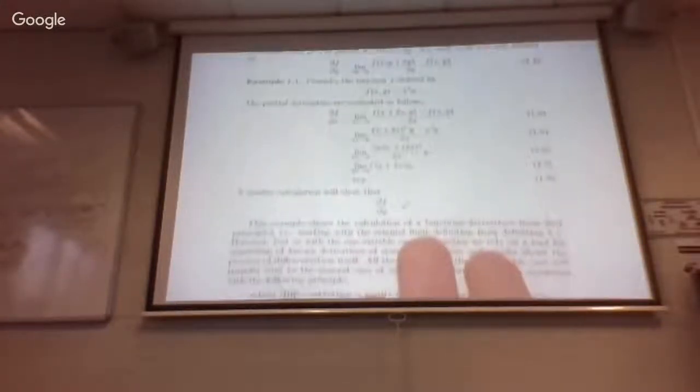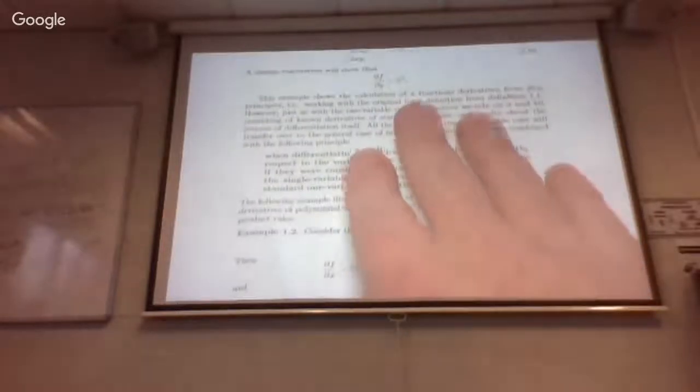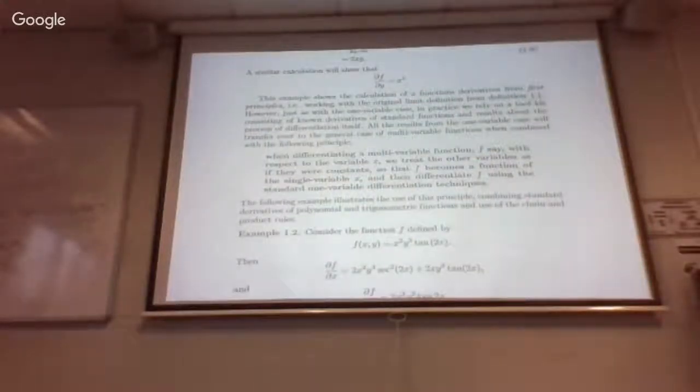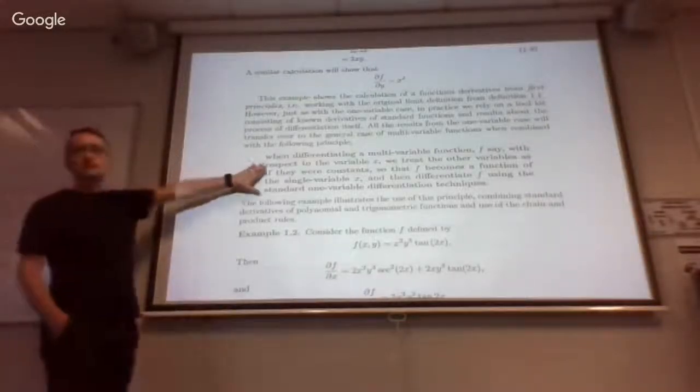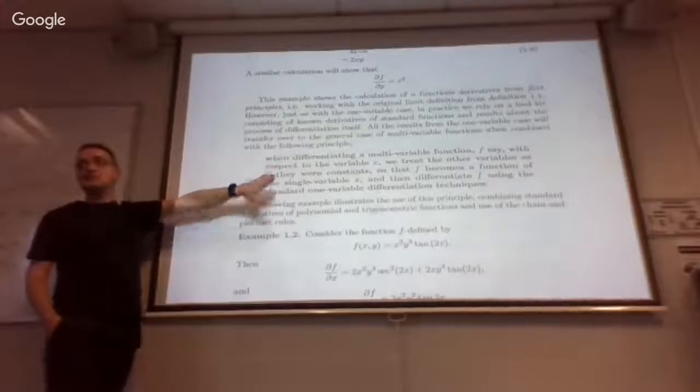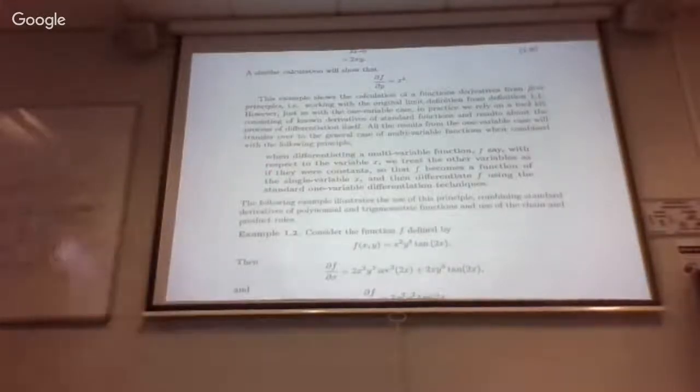But in a practical case, when encountering standard functions, or functions that are assembled from standard functions, if you need to obtain partial derivatives of those, in practice we're going to use this principle here, highlighted in this bold paragraph. So this is important.